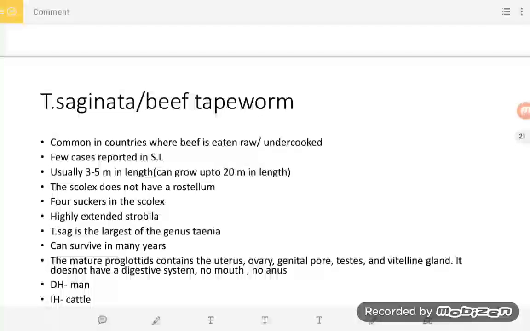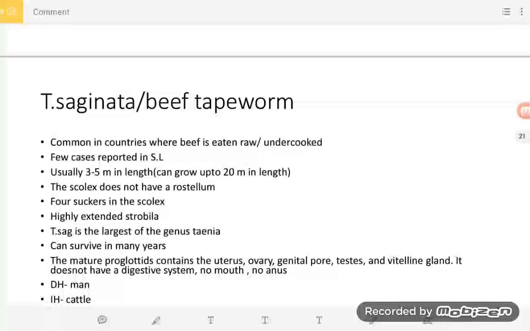When we consider Taenia solium and saginata, Taenia solium is shorter and Taenia saginata is longer. The scolex of saginata does not have a rostellum, but Taenia solium contains a rostellum at the scolex. In saginata there is no rostellum, but we can see 4 suckers in the scolex. The same features we can see in Taenia solium also.